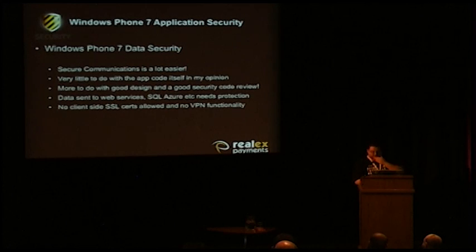Then the final point comes back to what I said right at the start about this being a consumer, not an enterprise OS. In that you can't use client-side SSL certs, so you can't do mutual SSL authentication. And there's no inbuilt VPN functionality either in Windows Phone 7. Which again, for an enterprise, to me, those are 2 pretty significant drawbacks in my opinion.